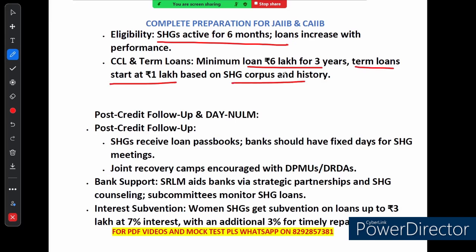So these MSME credit schemes and the DAY-NRLM program work together to provide financial support for both business and rural community, ensuring growth and stability. Now let's talk about what happens when loans are given to the self-help group and the DAY-NRLM program support, and how the DAY-NULM program supports the urban poor.